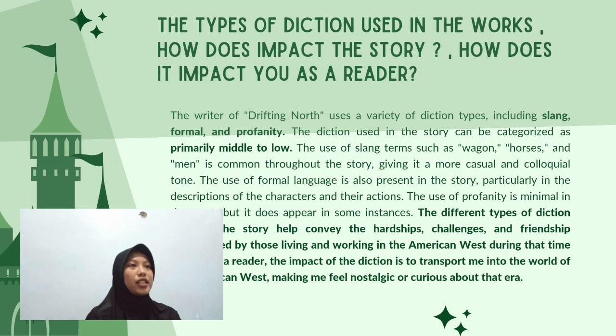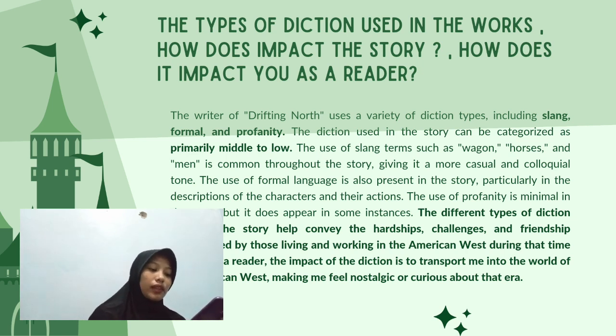The type of diction used in the work, how does it impact the story? How does it impact you as a reader? The writer of Drifting Home uses a variety of diction types, including slang, formal, and profanity. The diction used in the story can be categorized as primarily middle to low. The use of slang terms such as wagon, horse, and man is common throughout the story, giving it a more casual and colloquial tone. The use of formal language is also present in the story, particularly in the description of the characters and their actions.